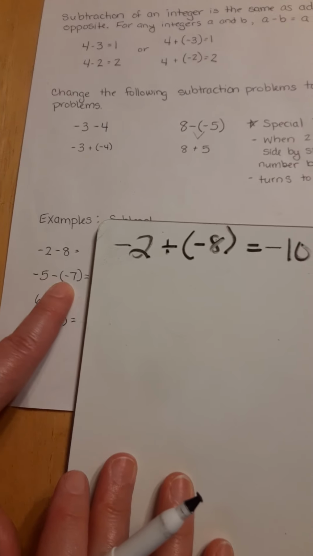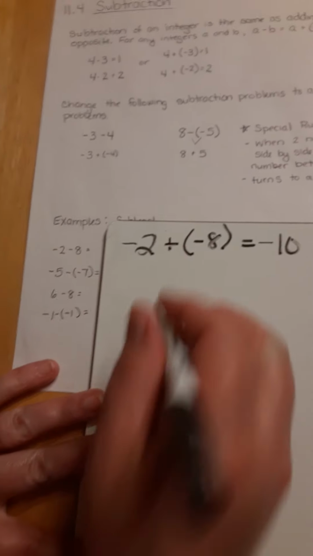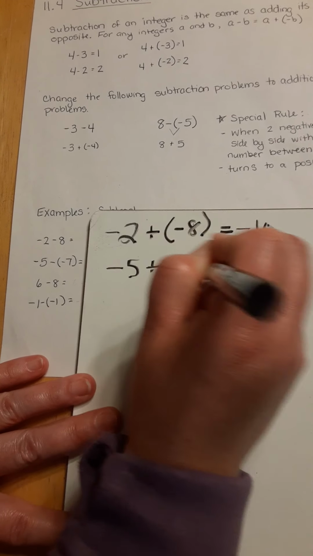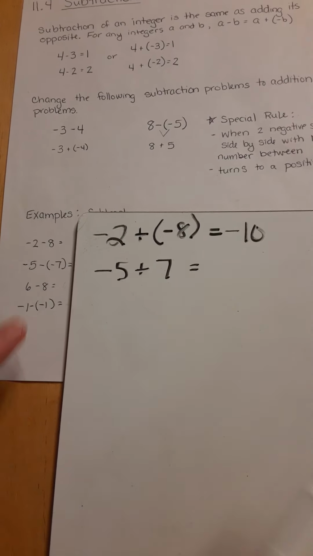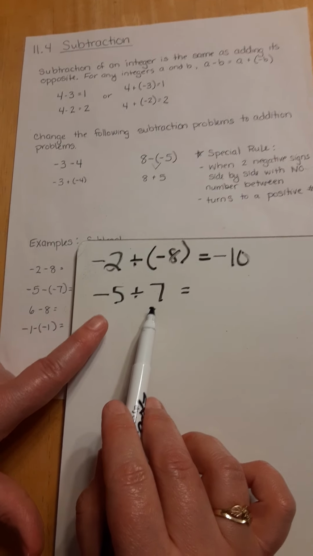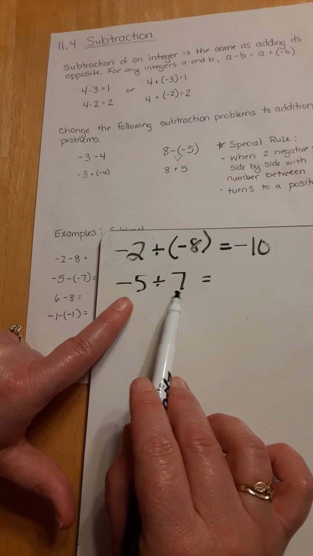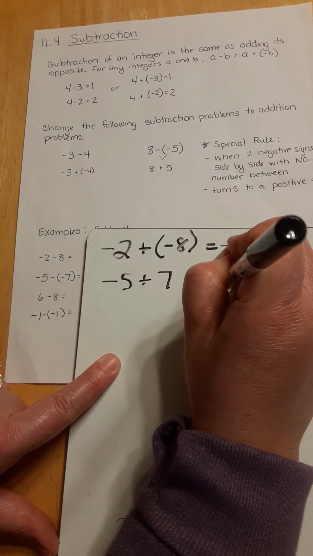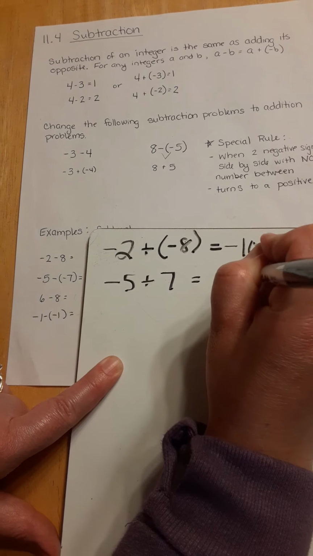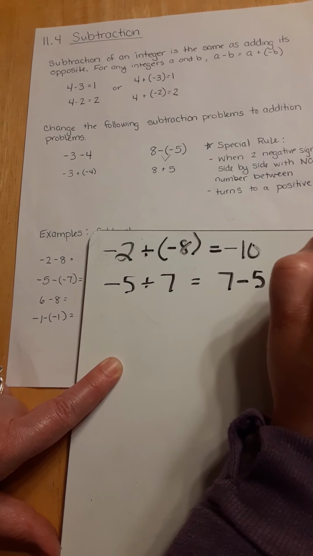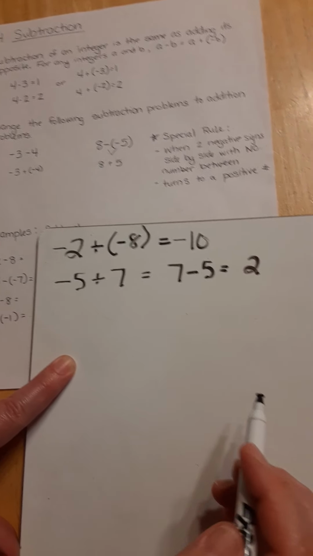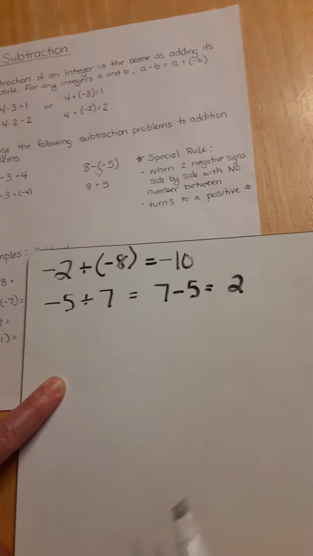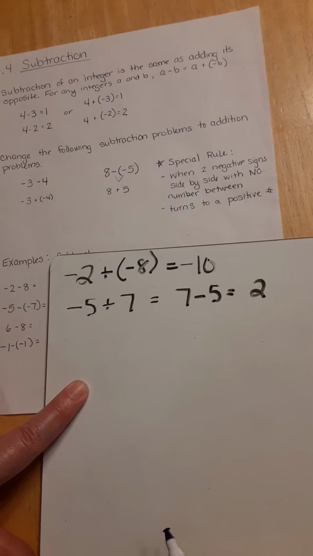Okay, here, if you notice, I've got my special rule. I have two negatives that are side by side. So I'm left with negative 5 plus 7. Okay, how did I add two numbers together that were opposite signs? Remember, I took the big number, 7, subtracted the little, and I got 2, and then I used the sign of the bigger one. The sign of my bigger number was positive, so my answer has to be a positive 2.